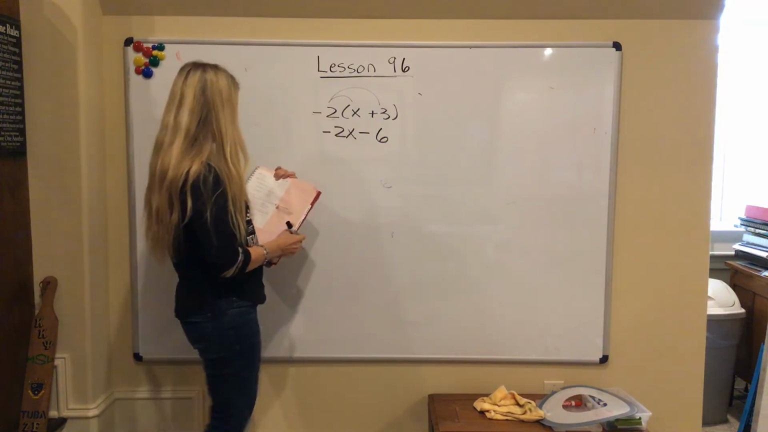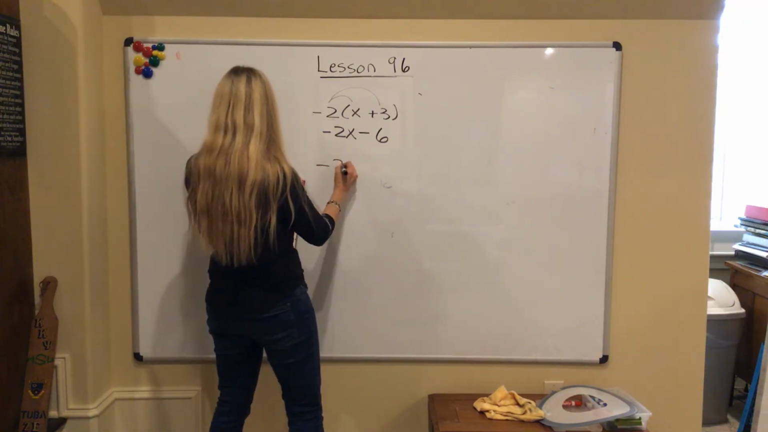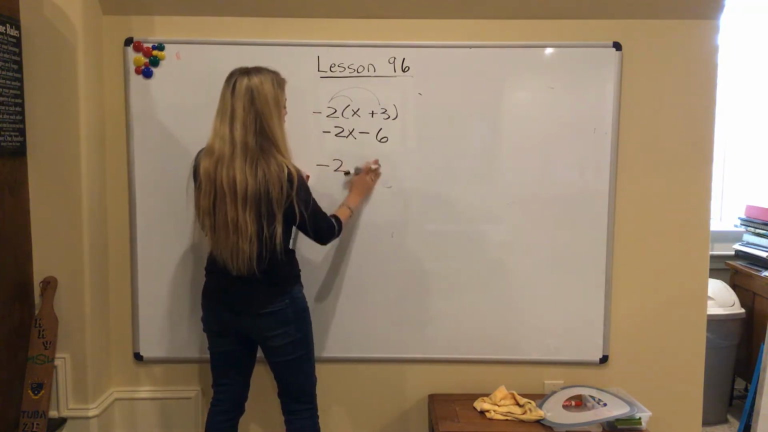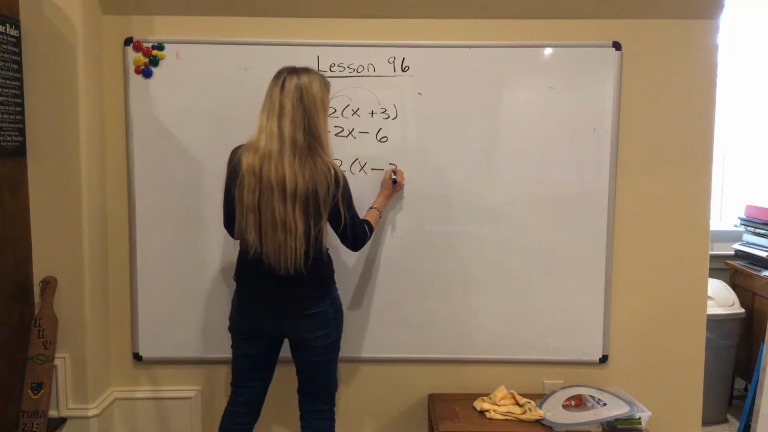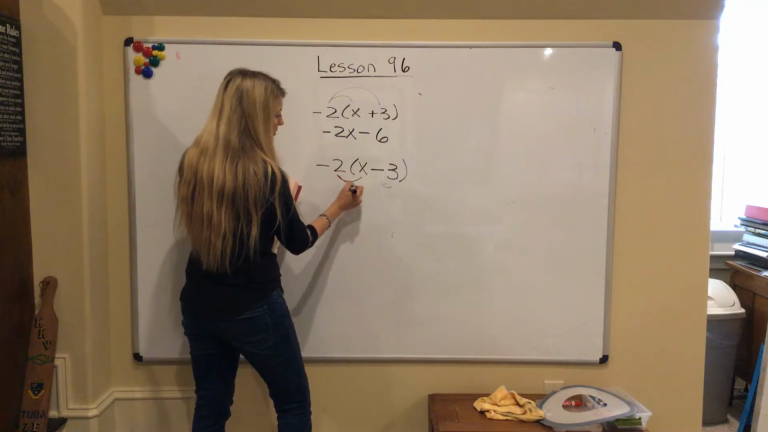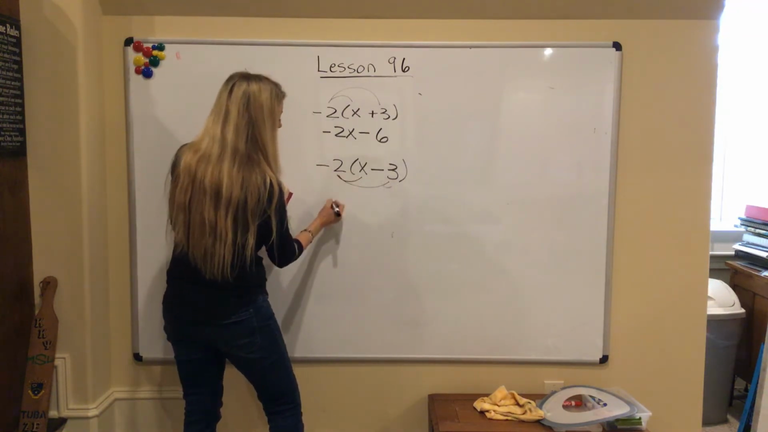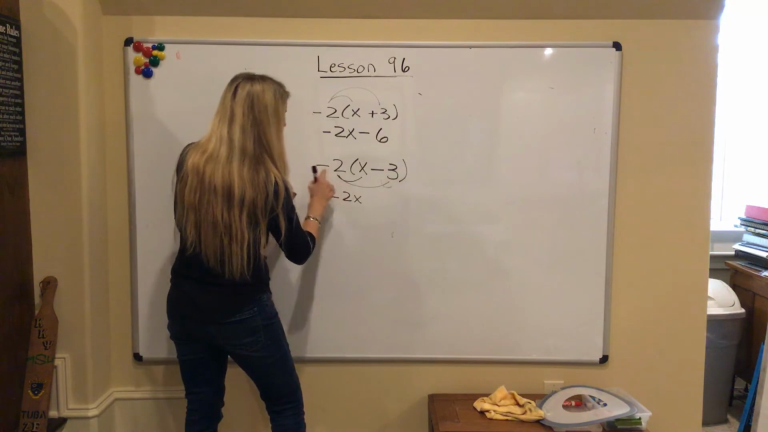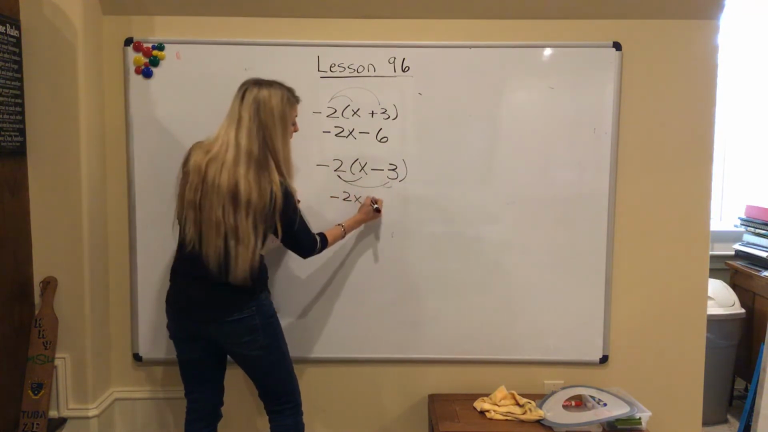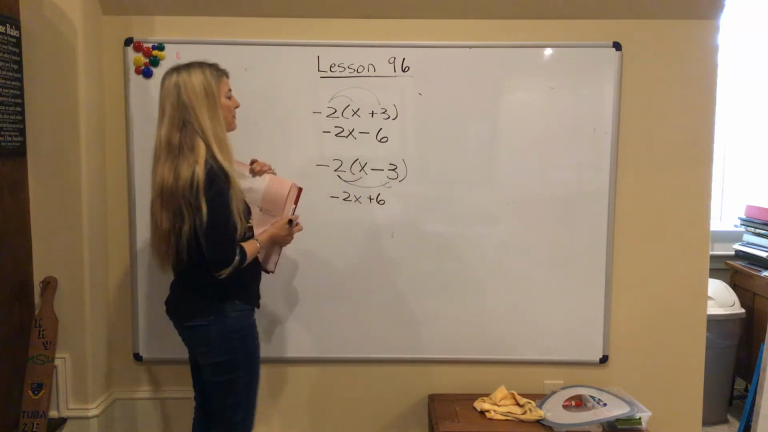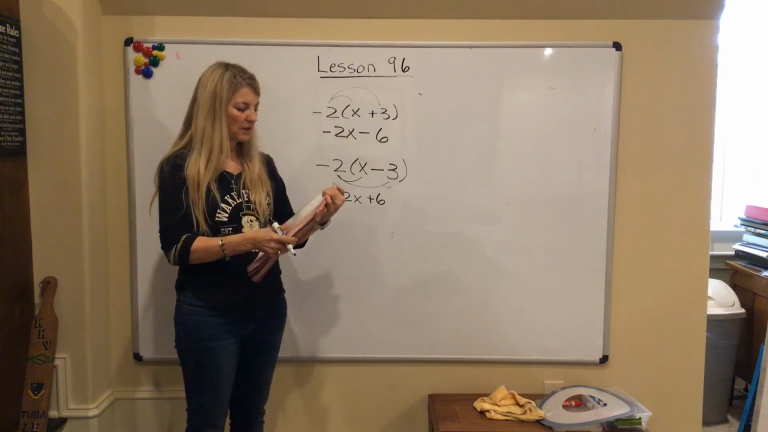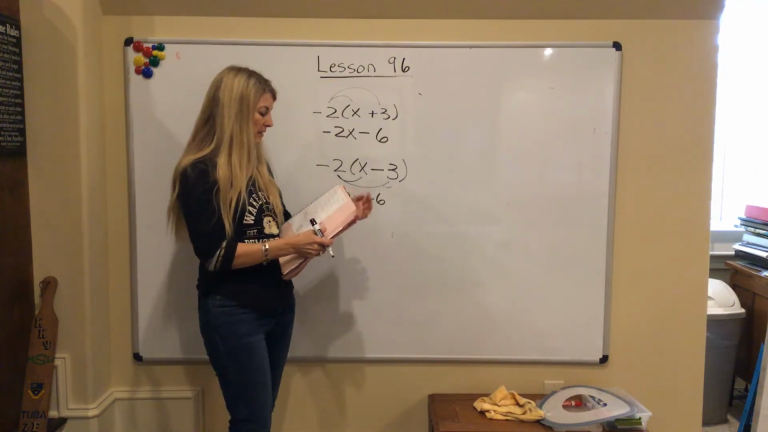Okay. The next one was negative 2 times x minus 3. Okay, we're going to distribute our negative 2. So negative 2 times x would be negative 2x. Negative 2 times negative 3, and a negative times a negative would give me a positive 6. So the tricky part with these is truly just going to be keeping your signs straight. The multiplication's easy. I know you guys know how to do that.